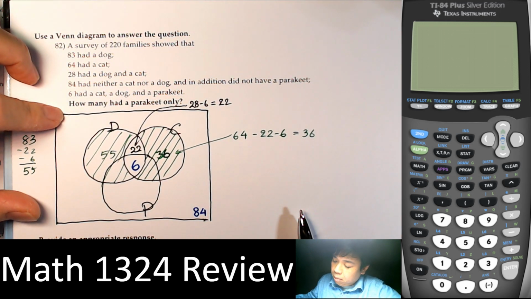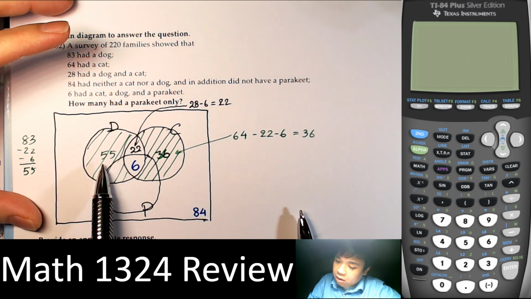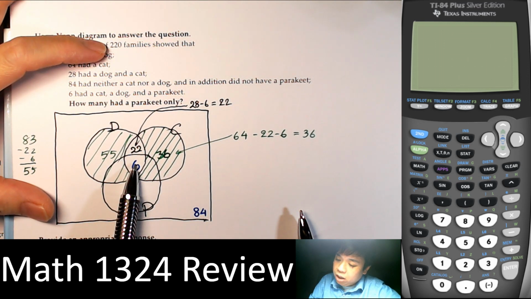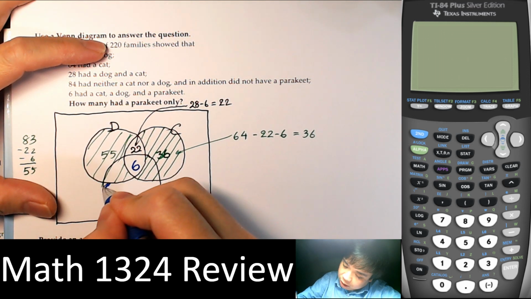How many have a parakeet only? Now that's good. We have 84 here and all those numbers. 220 is everything. So the bottom line is to get this portion here.